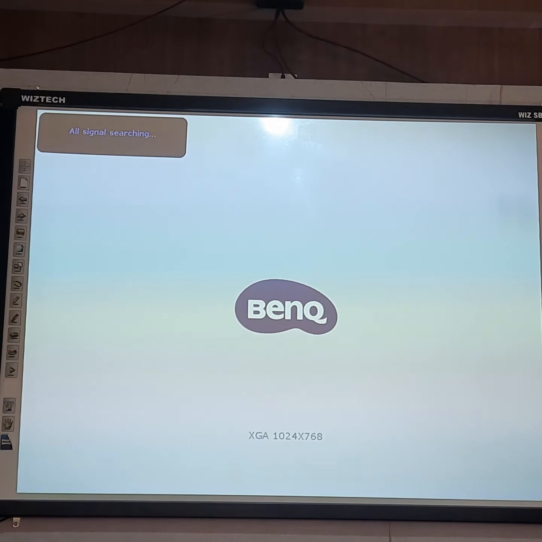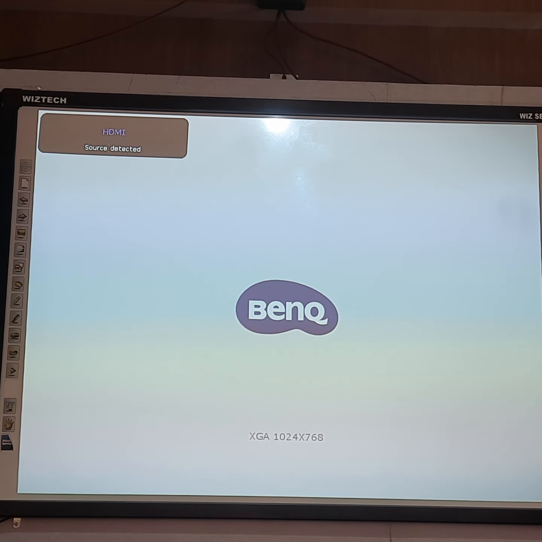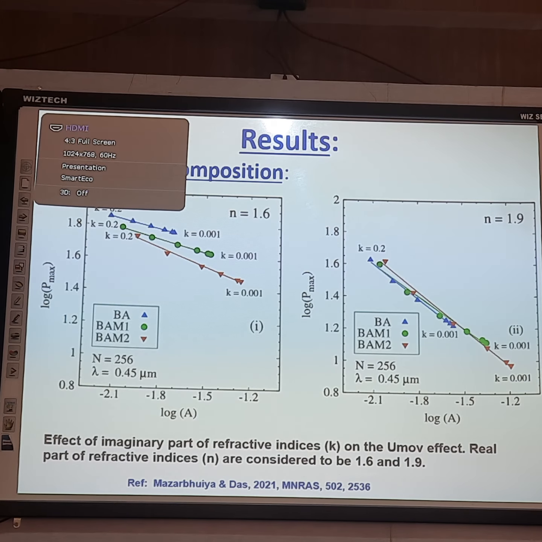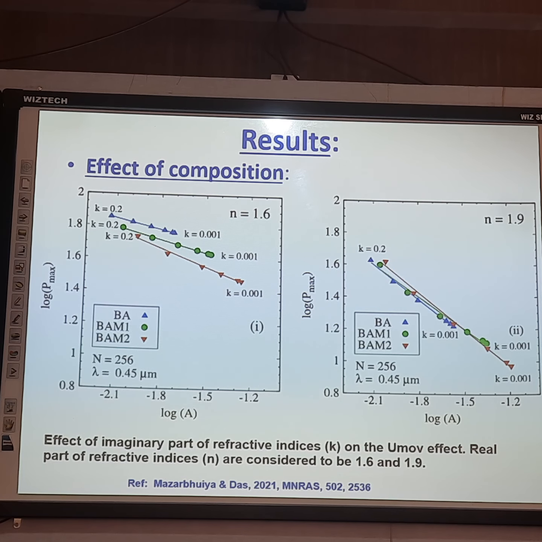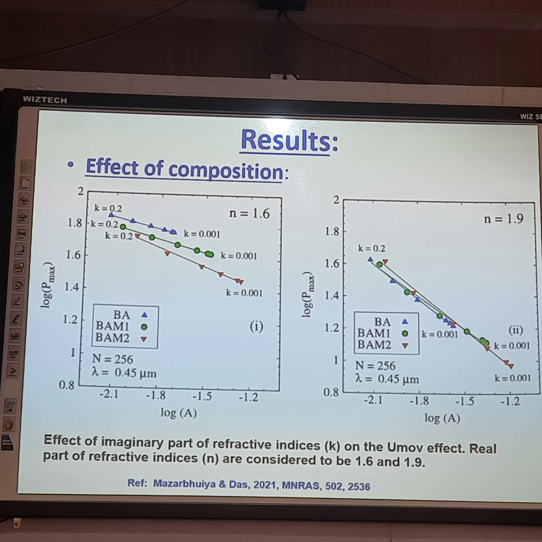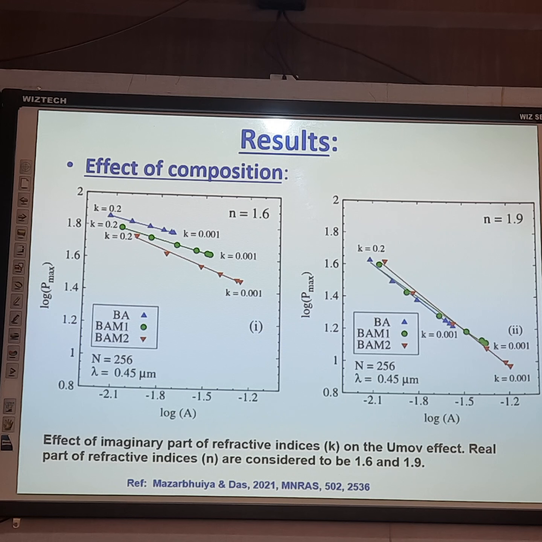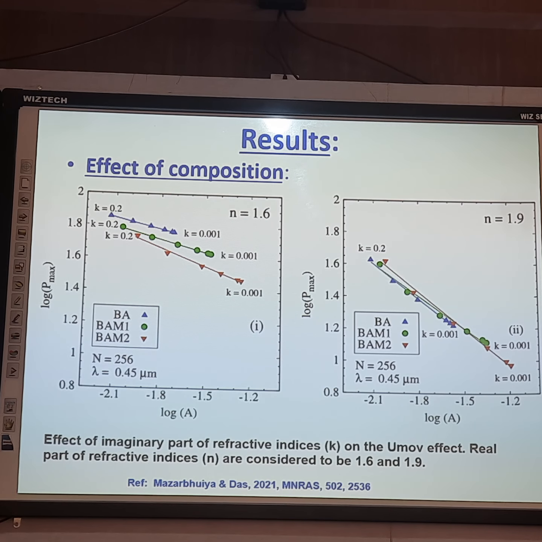You said about the effect of the composition. I was trying to figure out how the K parameter works. Okay, I am showing you. Here, actually, the composition of the particle was described by two parameters. One is the real part of the refractive index, which we normally use, and another is the absorptive index, K. So here you can see N is equal to 1.6.